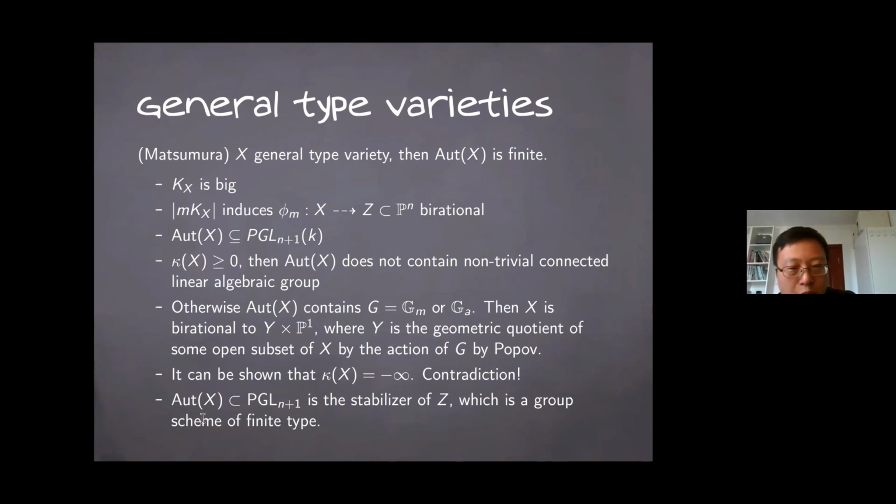Then we know Aut^0 is just trivial, which means Aut is a finite group. So this is a rough idea, and we will see this idea later. That's a Kodaira dimension argument.